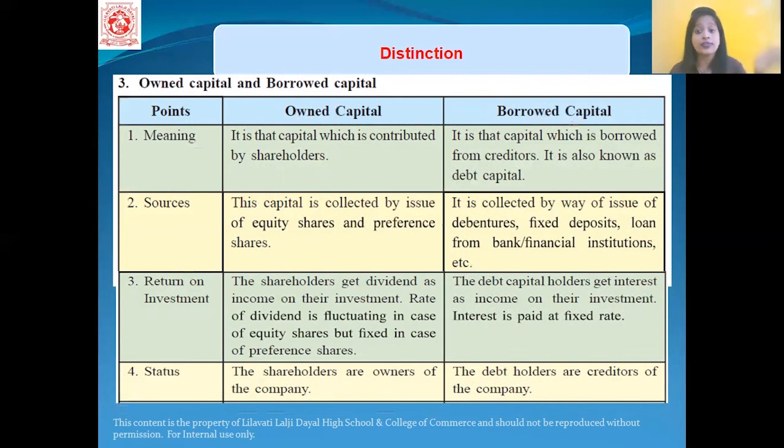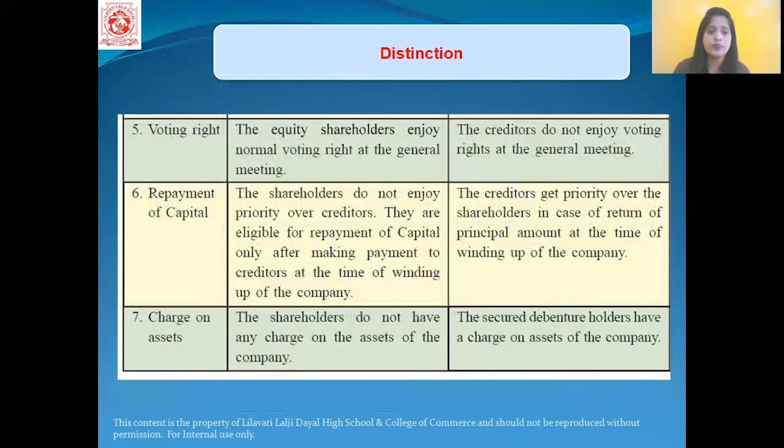Then status. The shareholders are the owners of the company, the debenture holders are the creditors of the company. Let's see the next point. We have voting rights. The equity shareholders enjoy normal voting rights, and creditors do not enjoy normal voting rights. Repayment of capital: the shareholders do not enjoy priority over the creditors. They are eligible for repayment only after making payment to the creditors at the time of winding up of the company. But in borrowed capital, the creditors get the priority over the shareholders in case of return of principal amount as well as the winding up of the company. Next one is the charge on asset. The shareholders do not have any charge on asset, and the secured debentures have a charge on the asset.